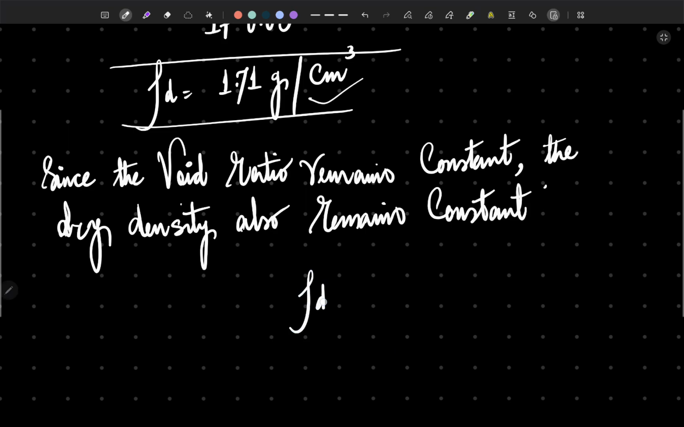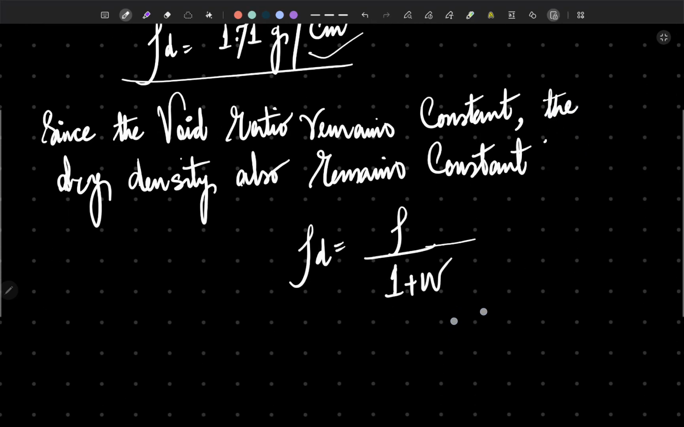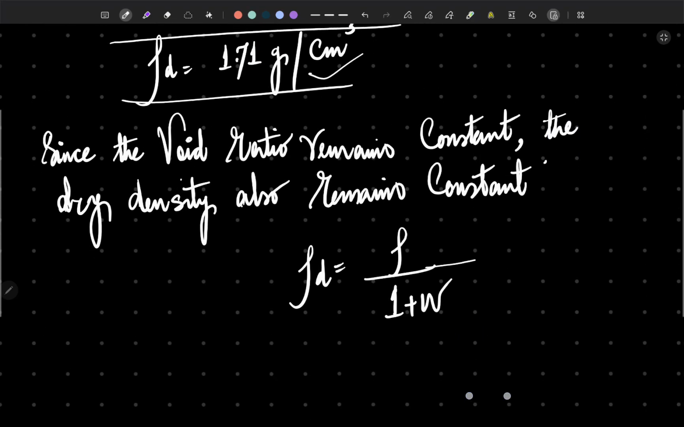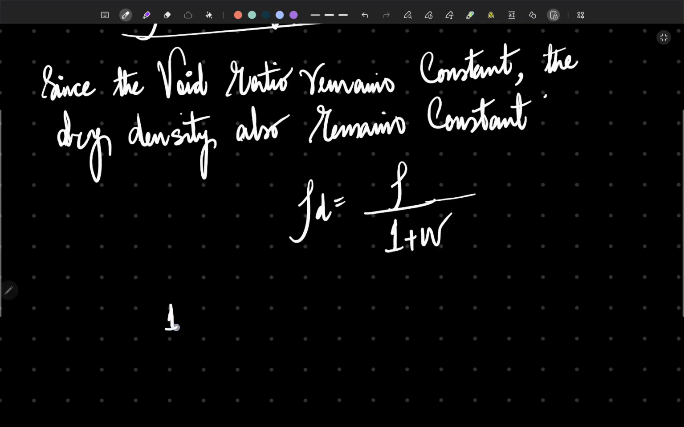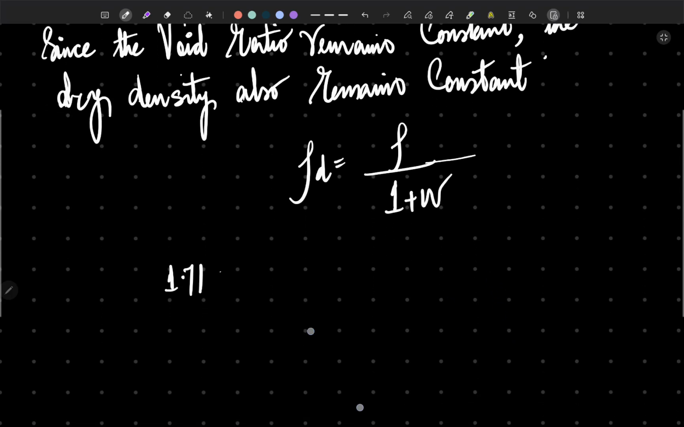Dry density is bulk density divided by 1 plus water content. Since the void ratio remains constant, dry density remains constant across all water contents. So for a water content of 5% and that bulk density, the dry density was 1.71. Void ratio is constant, so dry density will also remain constant. I'll use the same value here, 1.71, as we found out. Now I'll find the new bulk density at a new water content of 10%.